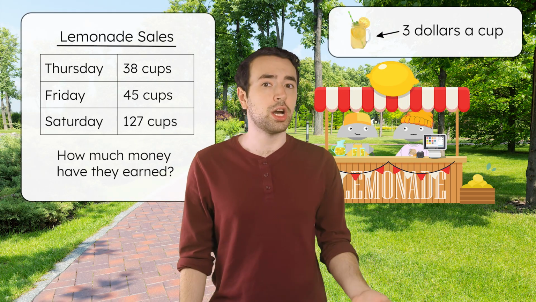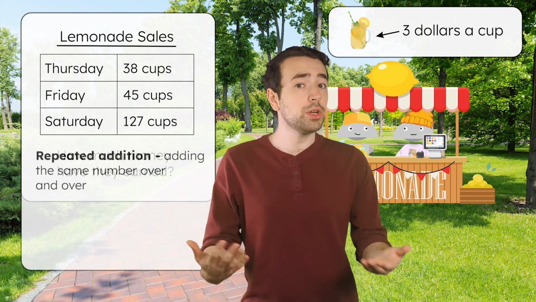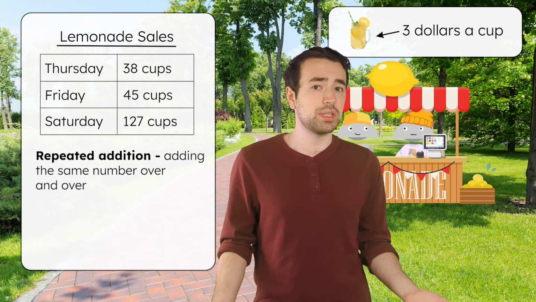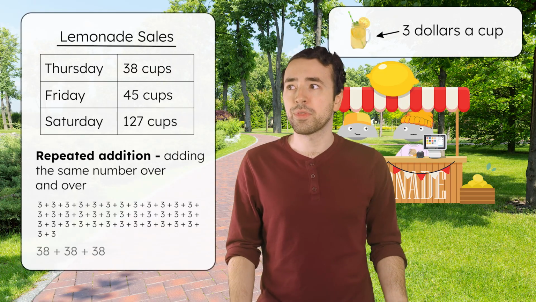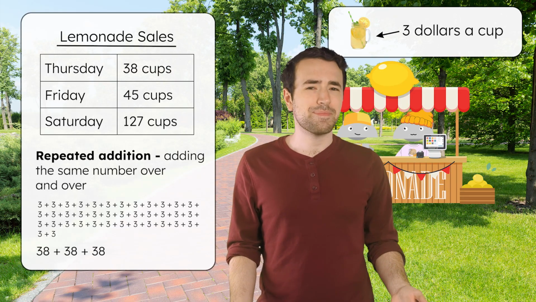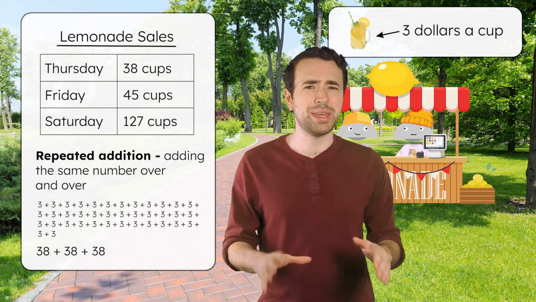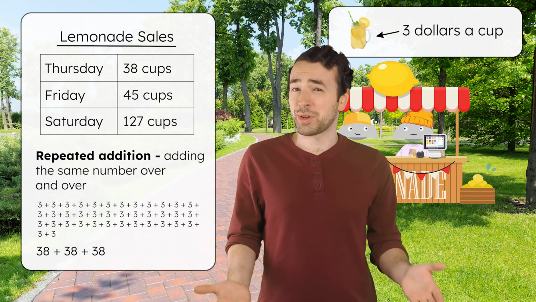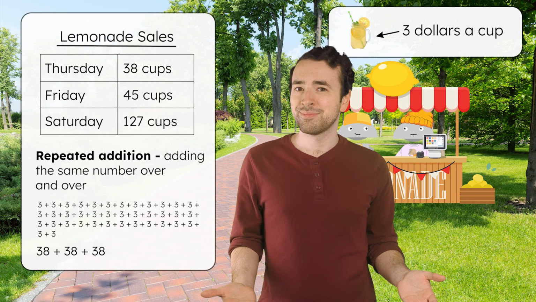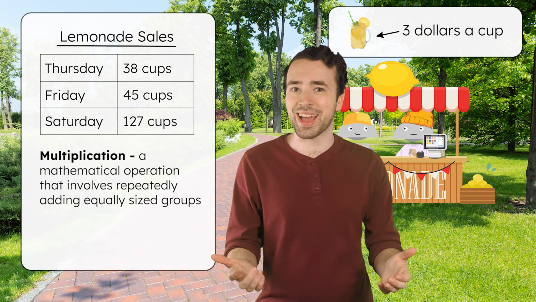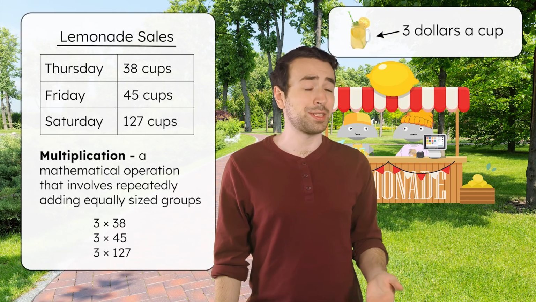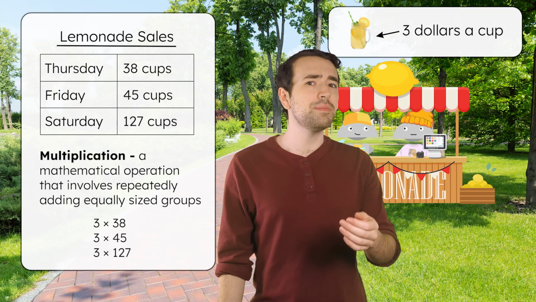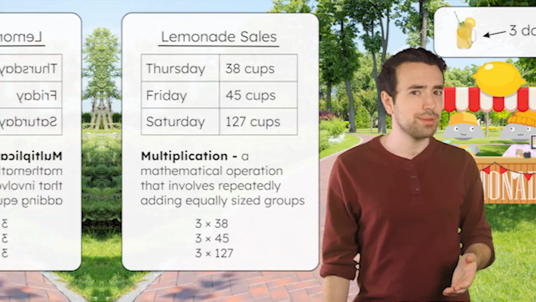Well, since each cup costs $3, we could use repeated addition. For Thursday, we could add 3 a total of 38 times, or 38 3 times. Repeated addition works, but it can be a lot to keep track of. Is there another way to find the total? With multiplication, yeah. But these numbers are larger than the multiplication facts we usually practice. How can we make them easier to work with?